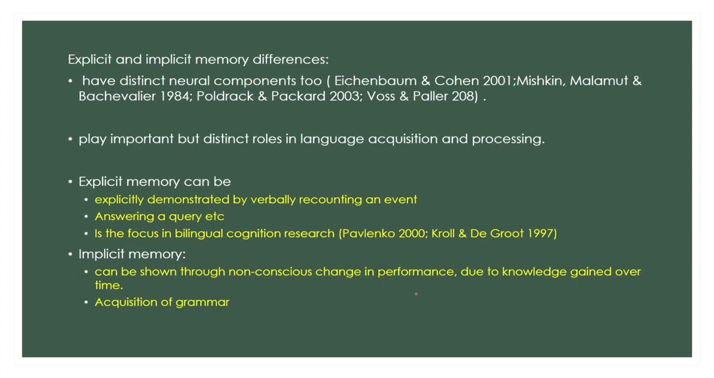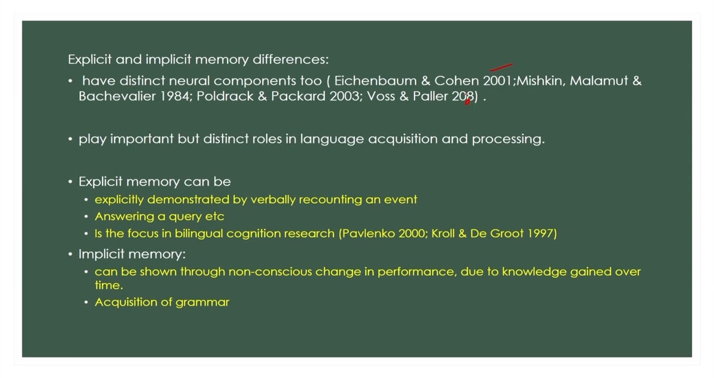Now there are some interesting differences that have come up of late. One interesting difference comes from the neural components. Each of explicit and implicit memory has distinct neural components. These are comparatively recent findings, from 2008. Also they play distinct roles in terms of language acquisition and processing. So we are more interested in language. In terms of both language acquisition and processing, the different types of memory, declarative versus non-declarative, also have distinct roles.